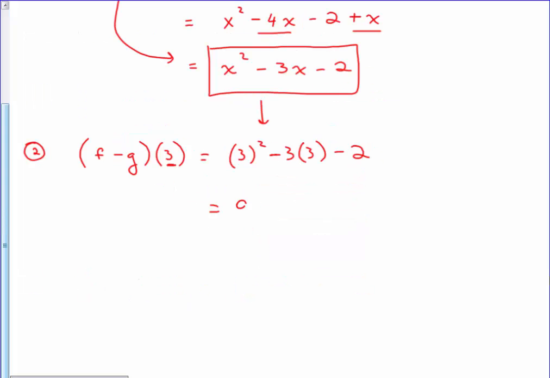So 3 squared would be 9. Negative 3 times 3 is 9. It would be negative 9. And then minus 2. The 9's cancel. I'd be left with negative 2. So f minus g evaluated at 3 is negative 2.